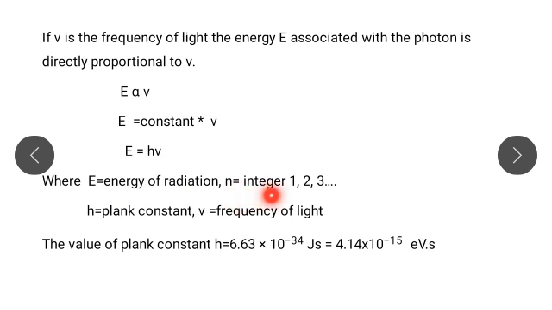Here N means an integer, that is we take from 1 to 3 to infinity. H is Planck's constant, and V is the frequency of light. And the constant H, that is Planck's constant, has the value 6.63 into 10 raised to minus 34 joule second, or it may be written as 4.14 into 10 raised to minus 15 eV second.